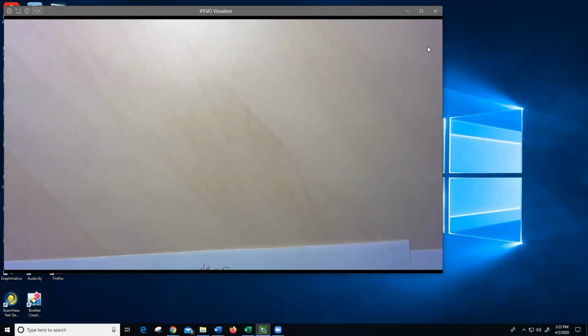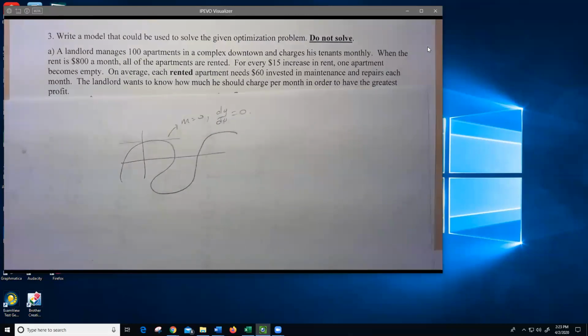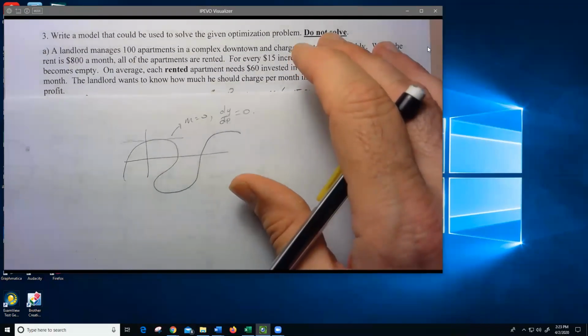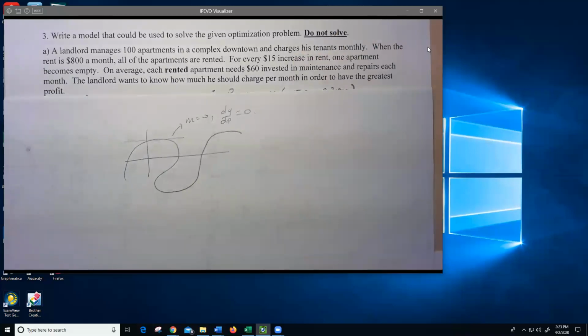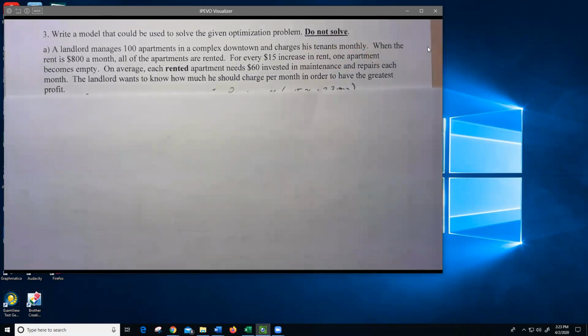So let's move on to number 3, where I specifically asked you not to solve the problems, but just to give a model. All right. So here, this is one of these examples where we have a number of units, and as we increase the price or decrease the price, the number that we sell, or in this case here, rent out, changes.